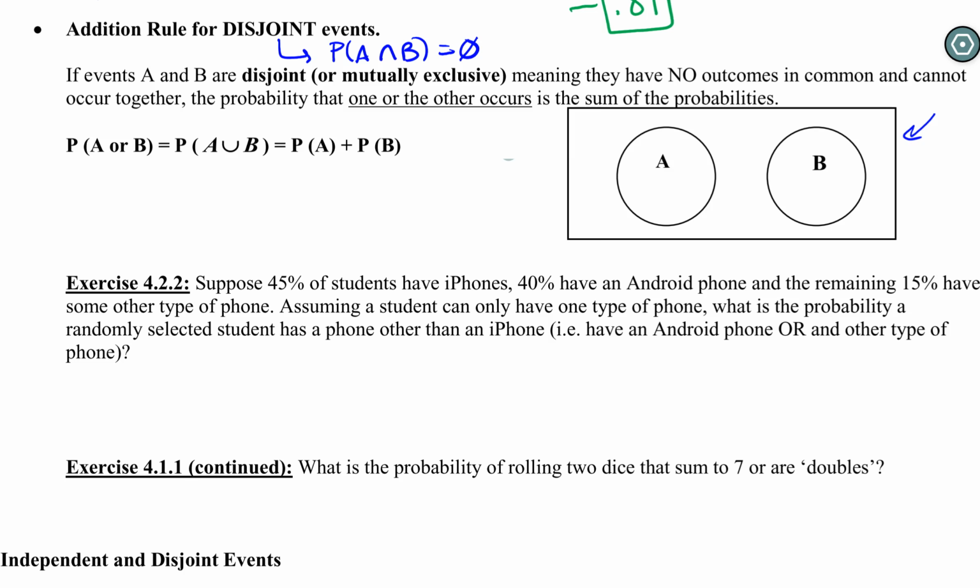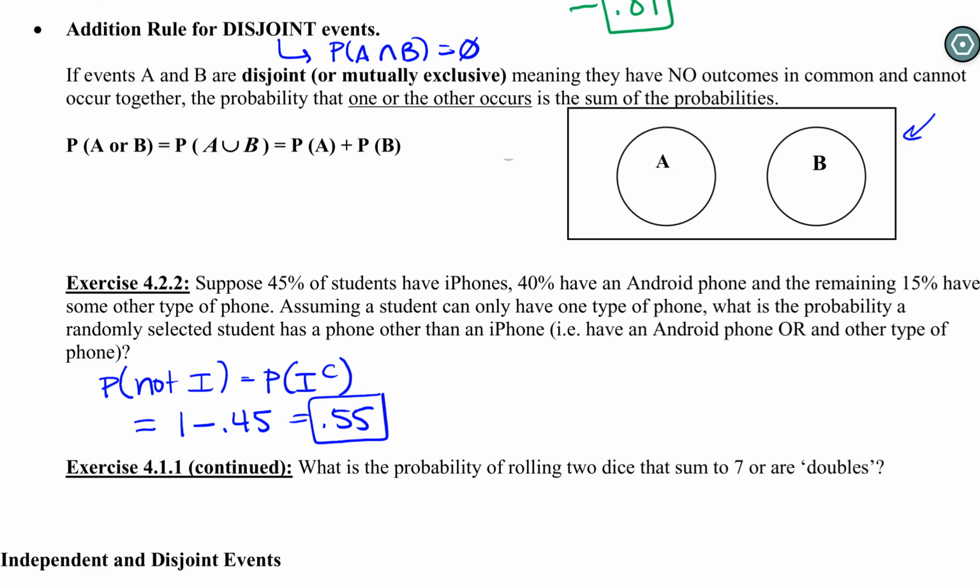Okay, so we have two questions associated with this addition rule for disjoint events. First one says, suppose 45% of students have iPhones, 40% have an Android phone, and the remaining 15% have some other type of phone. Assuming a student can only have one type of phone, what is the probability a randomly selected student has a phone other than an iPhone? There are two ways to think of this. One is you could think of this as the probability of not iPhone, or the probability of iPhone complement. If 45% of students have an iPhone, that means 55% of students don't have an iPhone. Boom, done.